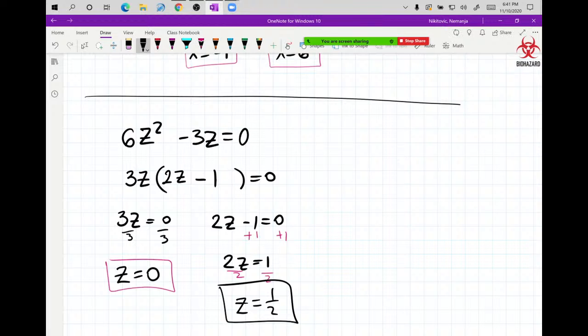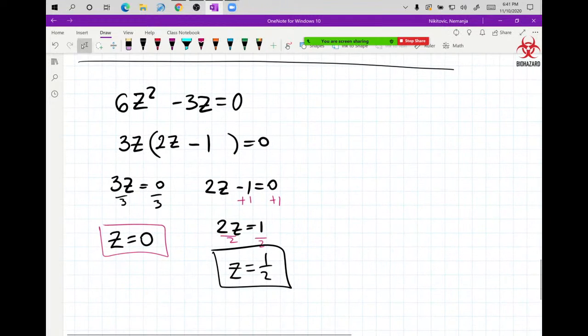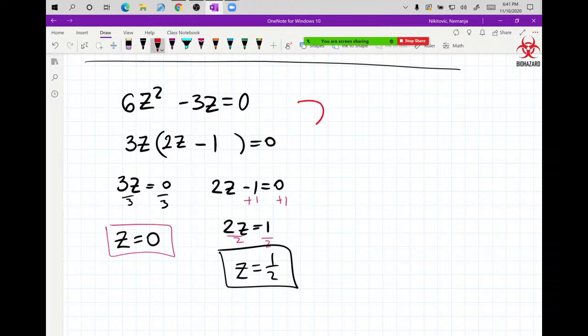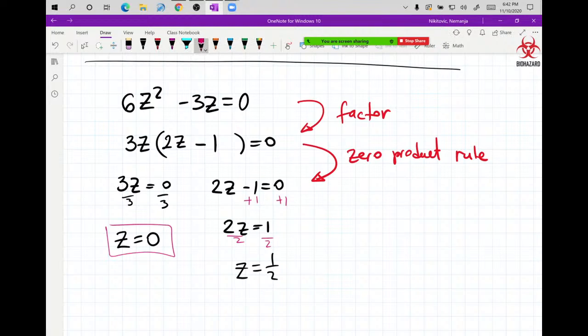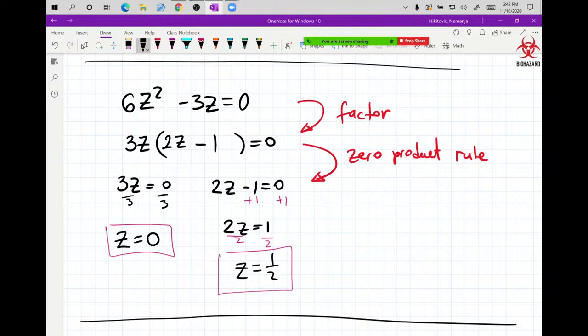So this is what we have for the entire section. Factor, zero product rule. They call it in the book the zero product property. Whatever. Rule, property, you can use whatever language you want there, as long as you do this correctly. Any questions, concerns on this one?